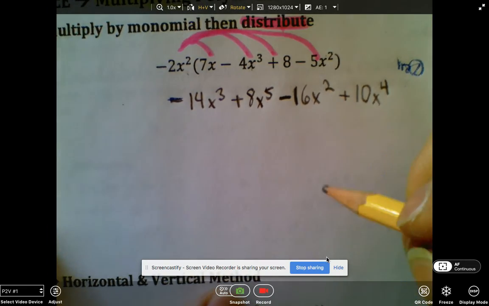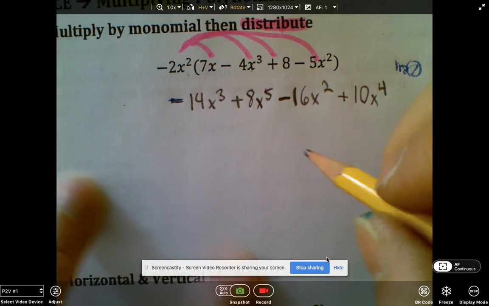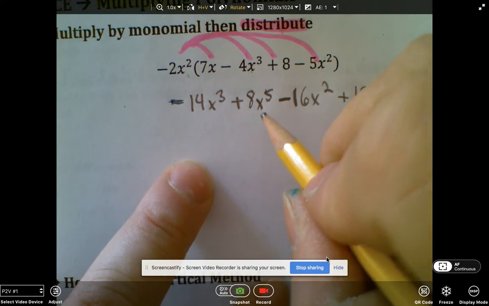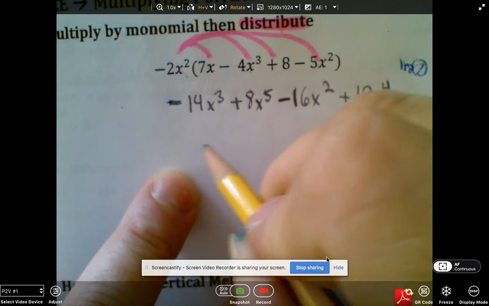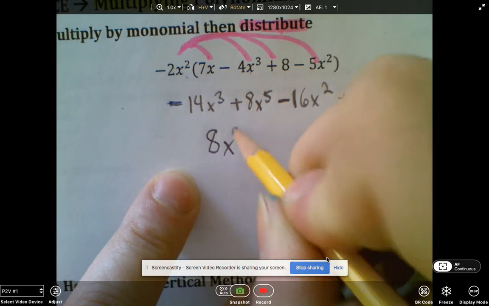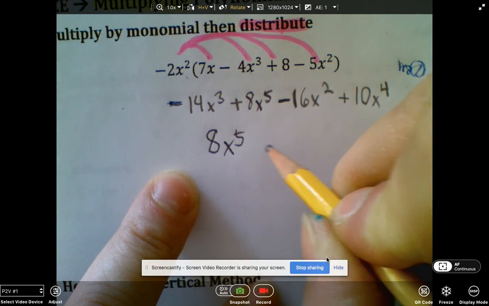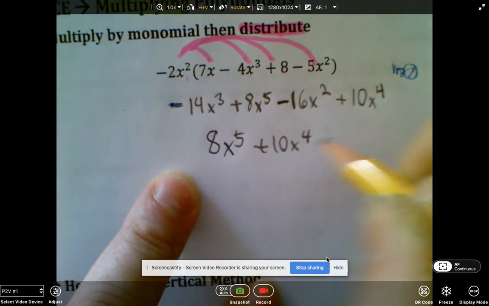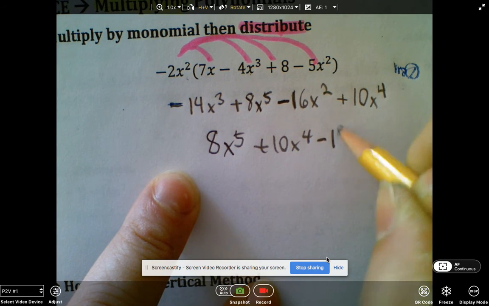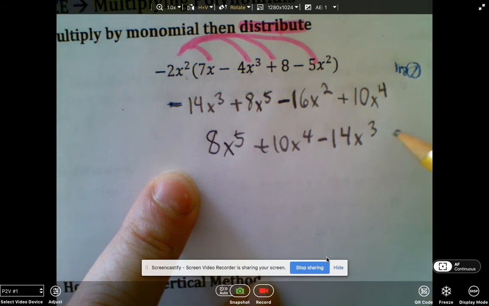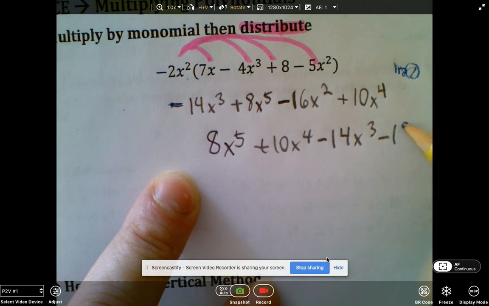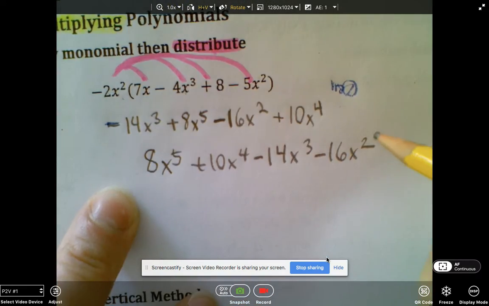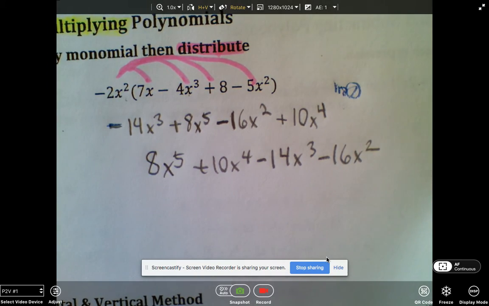Looking at degrees, my greatest monomial term is this 5, so I'll rewrite this as 8x to the fifth plus 10x to the fourth minus 14x to the third, and minus 16x squared. So that's our first example of multiplication.